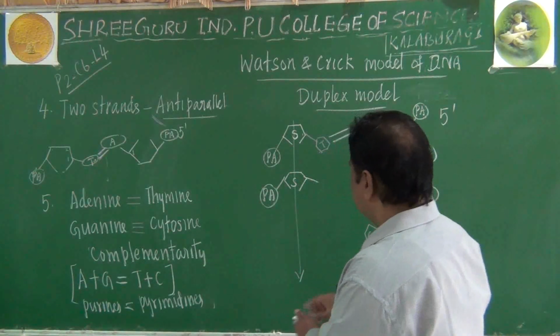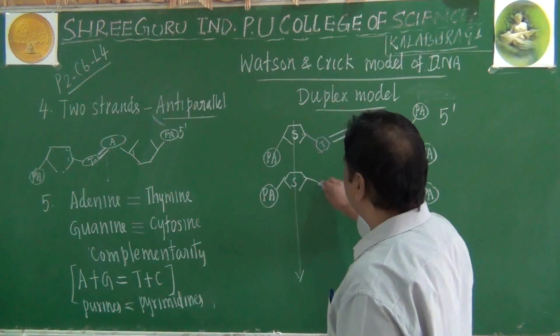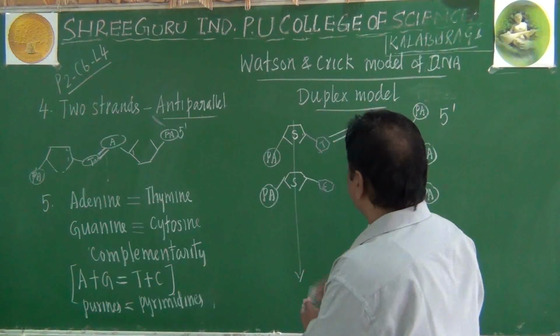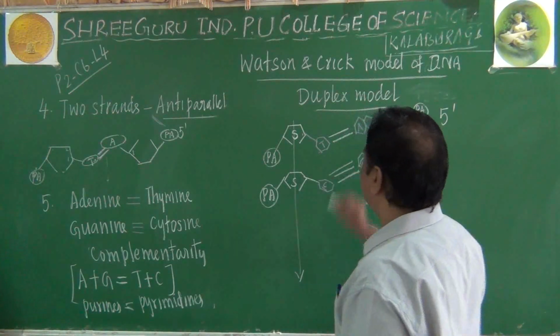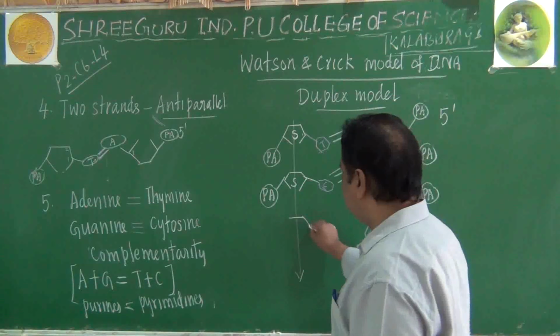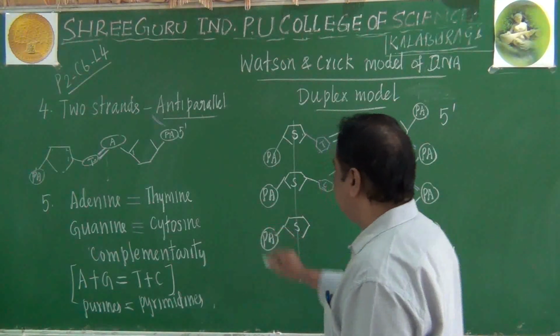Okay, here is the nitrogen base. What will be the nitrogen base? This nitrogen base will be cytosine. Between them, 3 hydrogen bonds are possible. Let us come to the third sugar molecule. Here phosphoric acid is present.